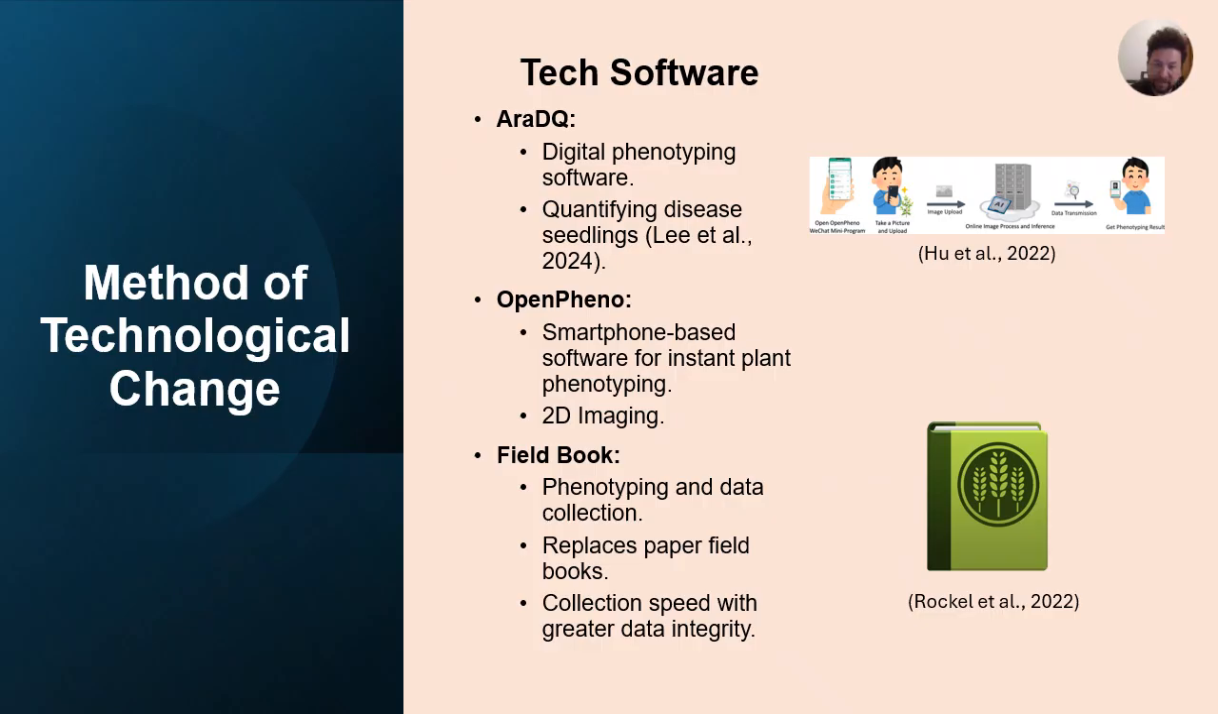There are many digital phenotyping tools that exist nowadays, but none of them meet the needs of hemp stock morphology. For example, RDQ focuses on disease quantification for seedlings. OpenPheno is a smartphone-based app, but it's limited to 2D images. FieldBook improves data collection efficiency, but it doesn't support 3D analysis either.